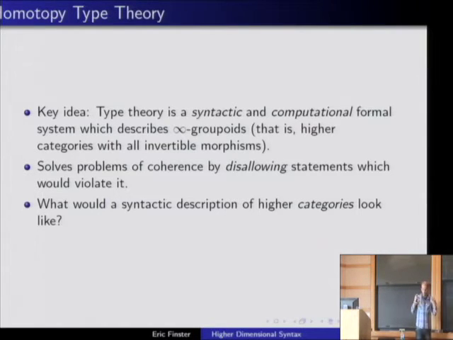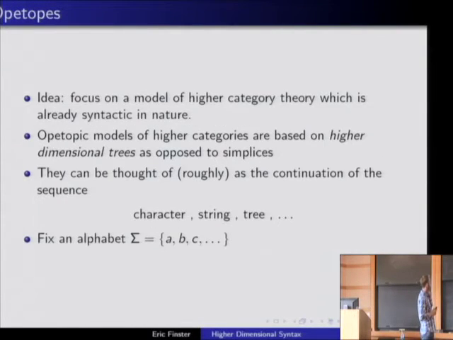So my question, or the problem that most interests me for this year, is what can you do for higher categories? Okay, so what falls out of type theory, everything is invertible. This is why we get homotopy theory, so I'm interested in what can be done for higher categories as well. And to do that, the idea is to focus on a model of higher category theory which is in a sense built out of syntax, okay, which is, right, there are many approaches to defining what higher categories are.